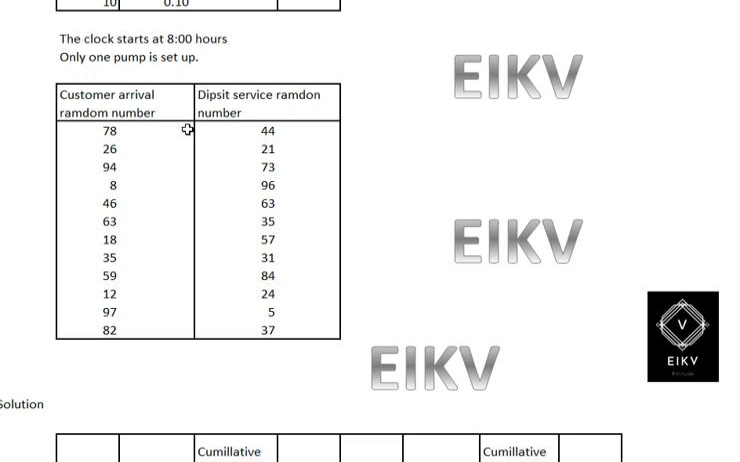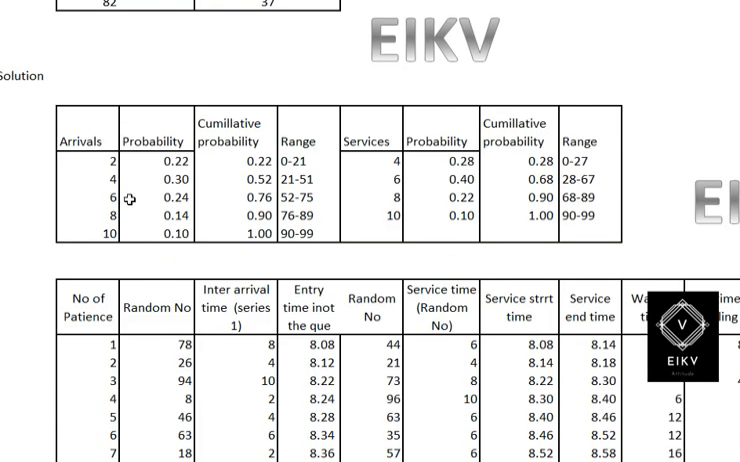So the arrival time random numbers will be 78, 26, 94, 8, 46, 63, 18, 35, 59, 12, 97 and 82. And the deposit service time random numbers will be 44, 21, 73, then 98, 63, 35, 57, 31, 84, 24, 5 and 37.